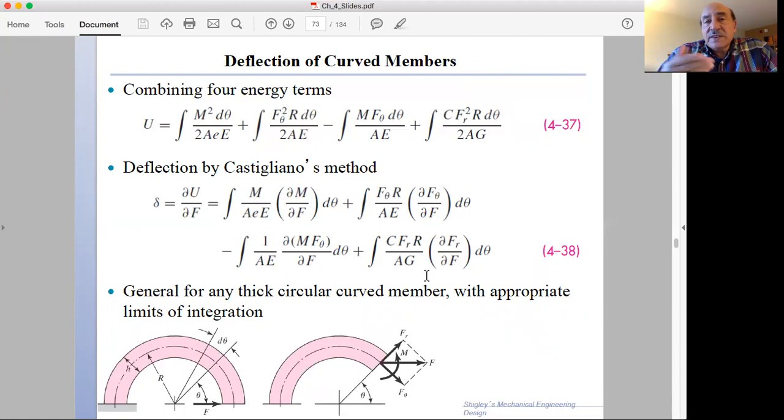If that ratio is greater than 10, then we can safely disregard the contributions due to the radial force, which is the shear component, due to the axial force, which is the tangential component, and due to the interaction force, or the reduction in the bending energy due to the axial force F theta. So in this case, we have only the first term that we would consider.